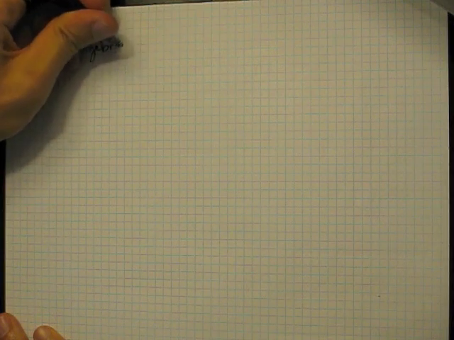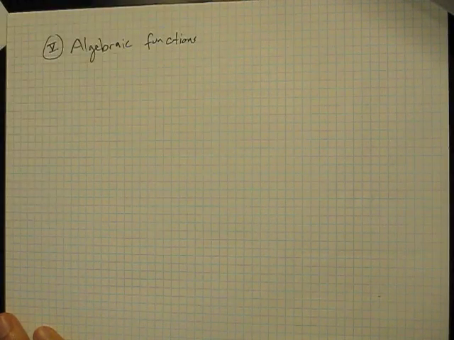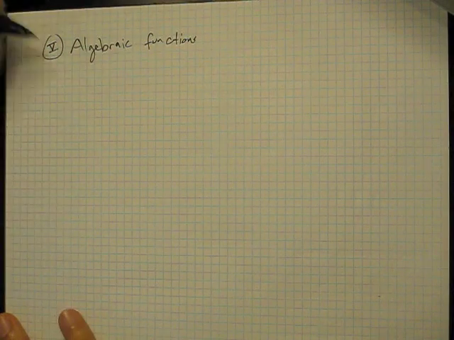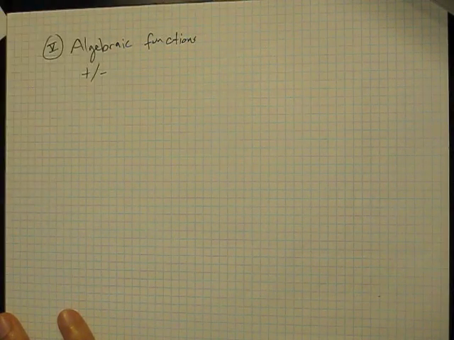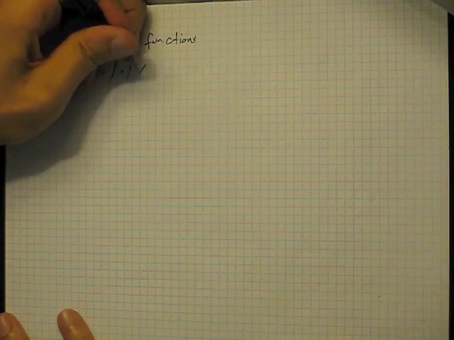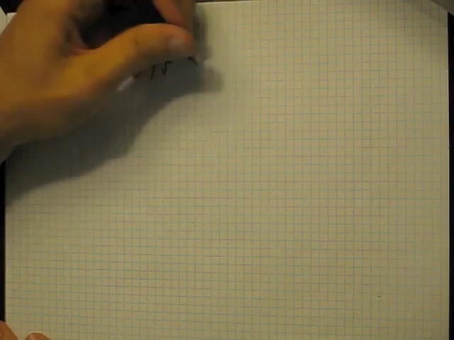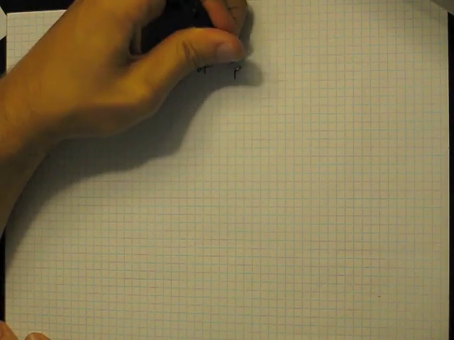Okay, there are 2 more essential function categories. I guess we were in 5. Algebraic functions. These are functions that you get by taking all combinations of plus, minus, multiplication, division, and roots of polynomials.